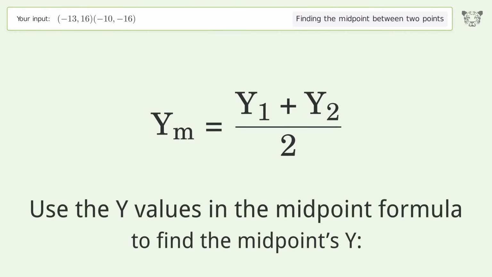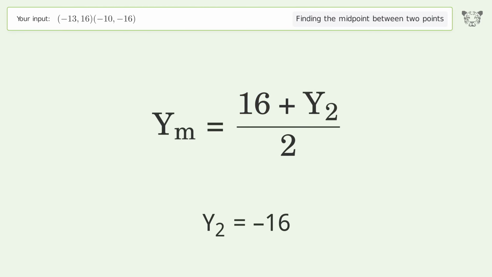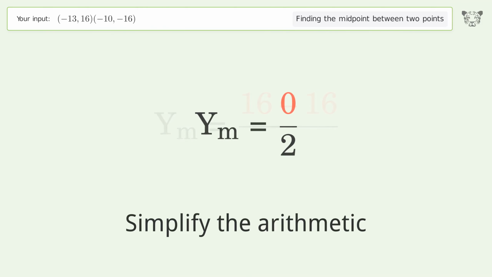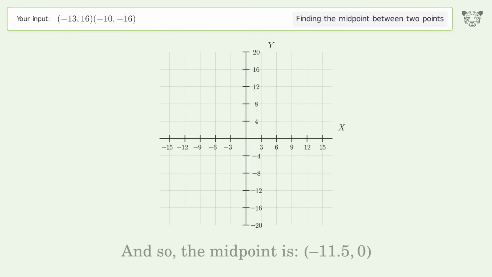Use the y values in the midpoint formula to find the midpoint's y. y1 equals 16. y2 equals negative 16. Simplify the arithmetic. And so, the midpoint is negative 11.50.